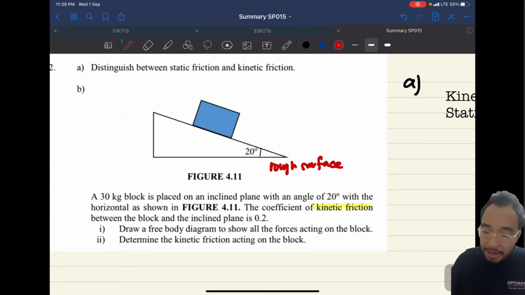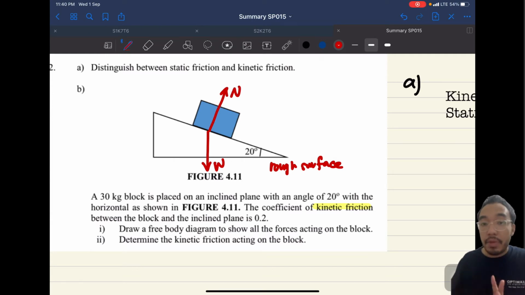Okay, and then I have my normal force over there. Okay, my weight over there. Okay, now the question is, where would be my friction? So if you want to determine the direction of friction, you can imagine what will happen if there's no friction.